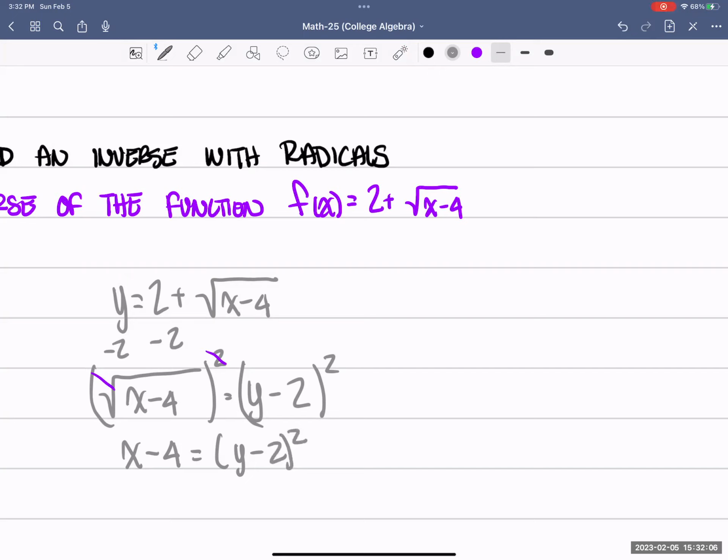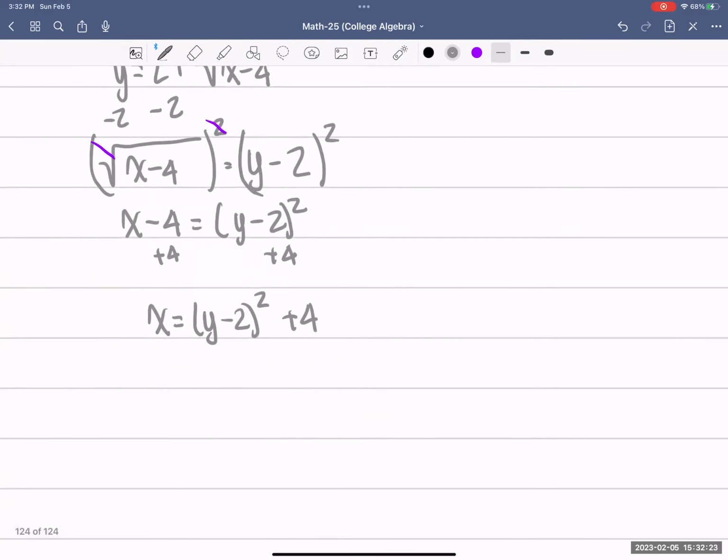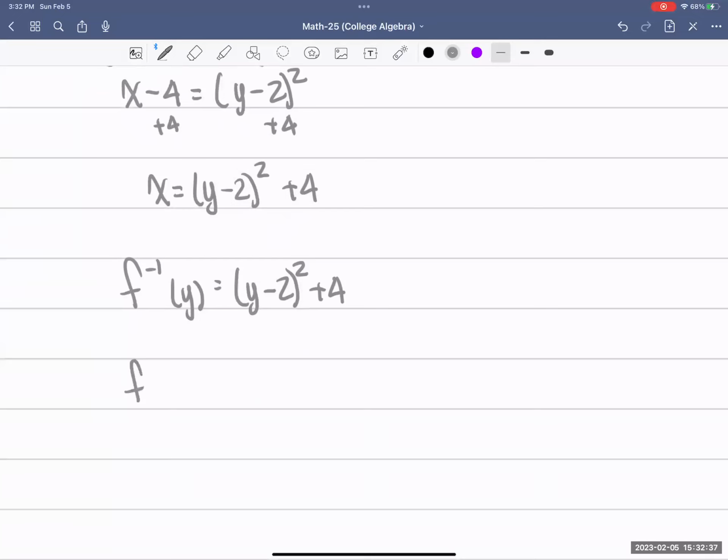is equal to y minus 2 squared. And to get x by itself, we're going to add 4 to both sides. And we have x is equal to y minus 2 squared plus 4. And from here, we did all of this hard work to show that this is an inverse. So the way we could write it is f inverse of y, because we're in terms of y right now, is equal to our y minus 2 squared plus 4. Or we could say f inverse of x is equal to x minus 2 squared plus 4.